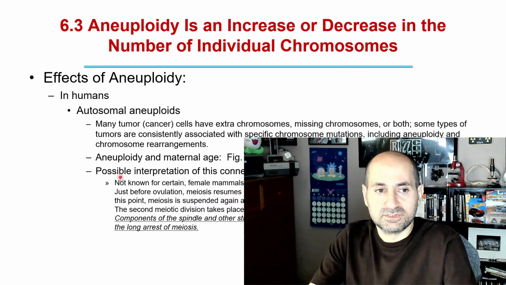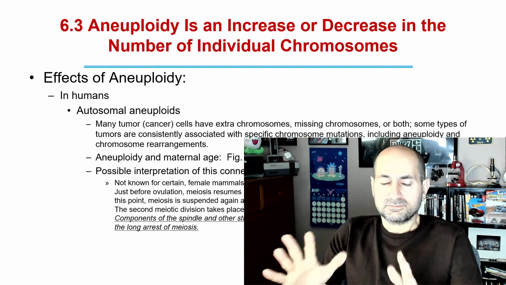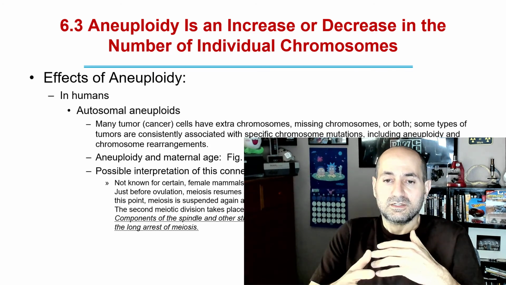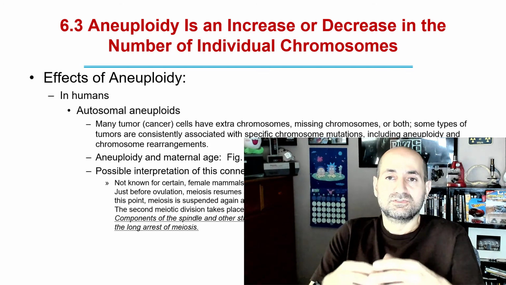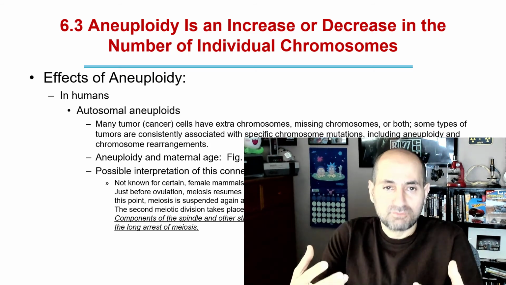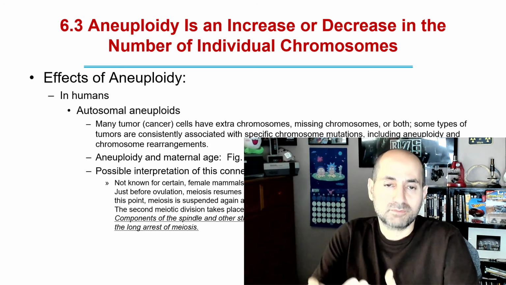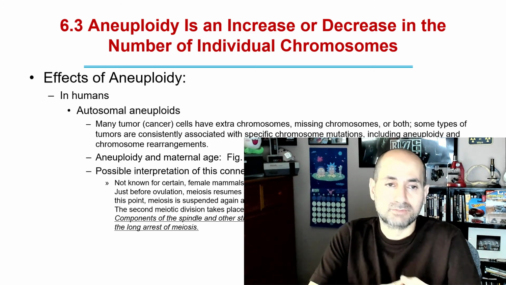So why is that? What is the possible interpretation of this connection? Well, we don't know for sure, right? Geneticists don't know for sure. Female mammals are born with primary oocytes suspended in prophase 1 of meiosis. So what this means is the way the gametes form in males and females is different. Does that make sense? The way the sperm forms is different than the way the eggs form.